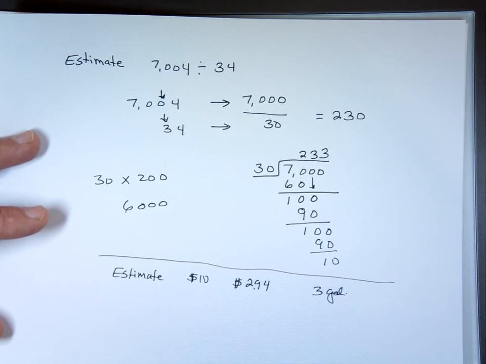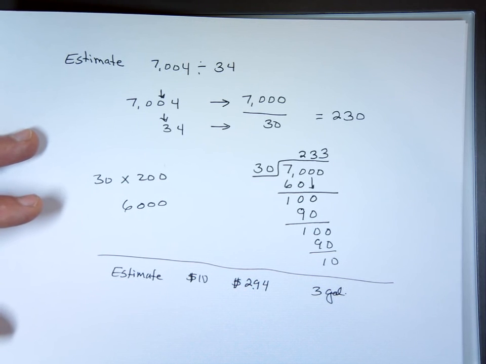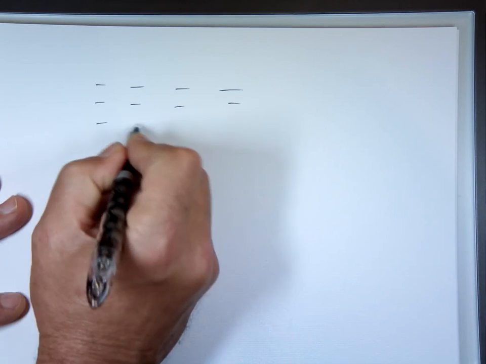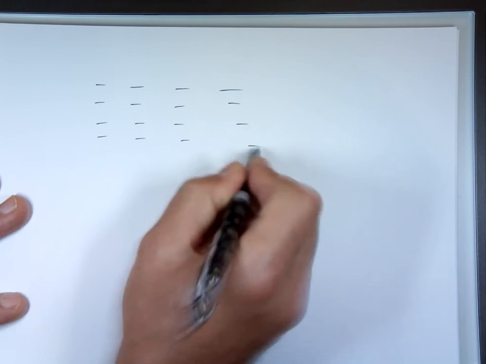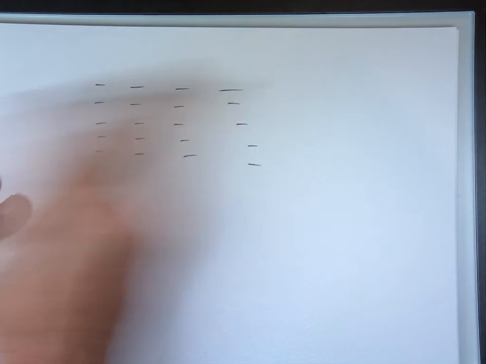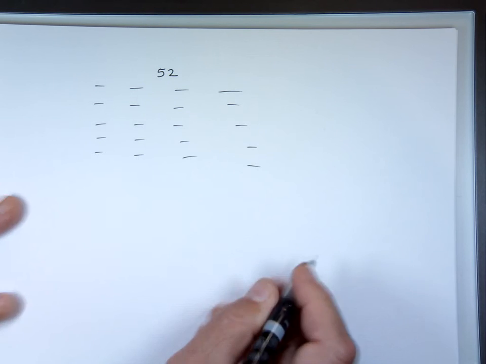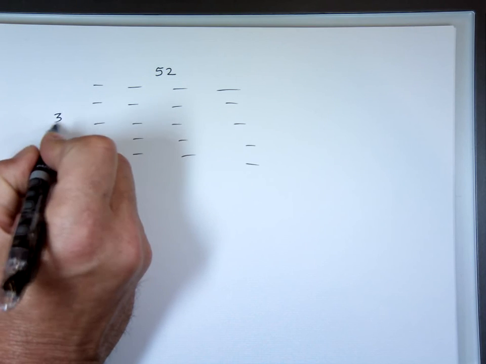So estimation, again, you're not looking to do the math, you're looking to get a neighborhood answer. Just like with multiplication, the same thing. If you're looking at a Christmas tree farm, and you see all these Christmas trees, you go, well, how many trees in a row there? Well, each row has 52 trees. How many rows they got there? 33 rows. You go, oh, that's roughly what?